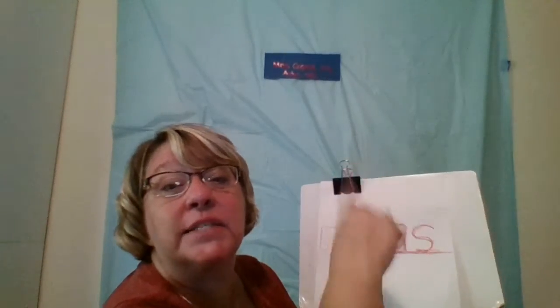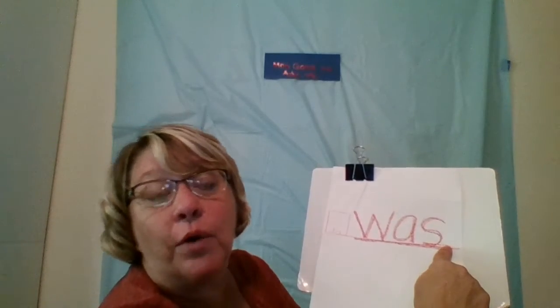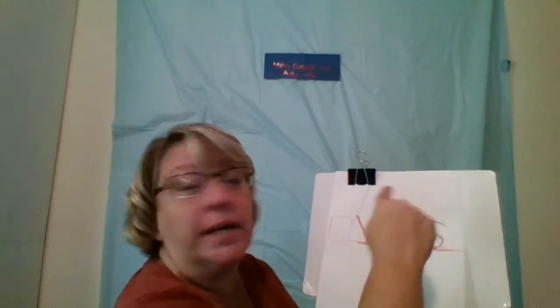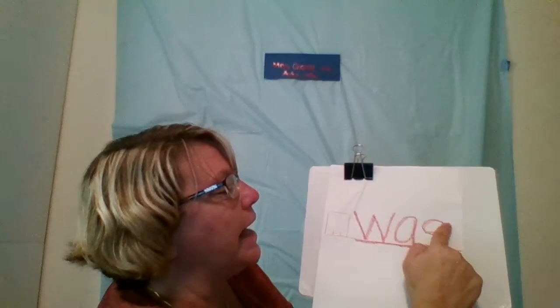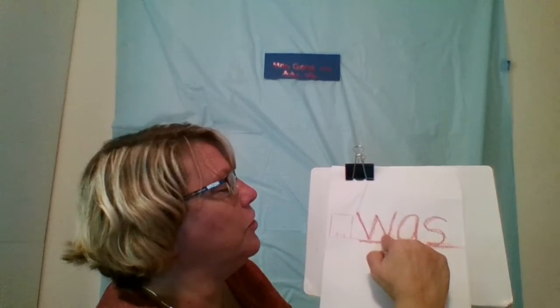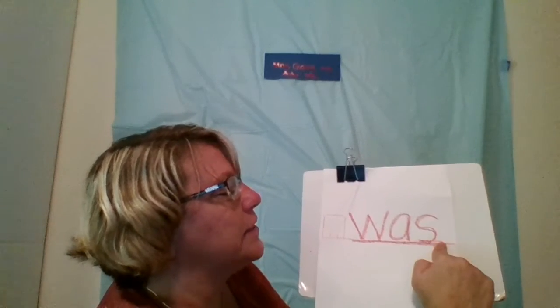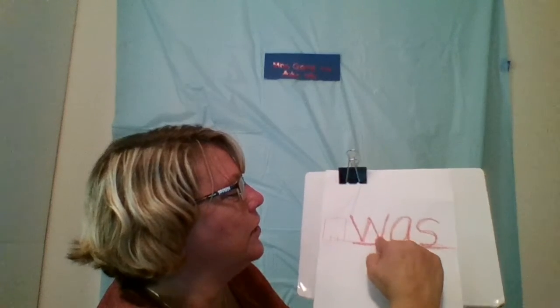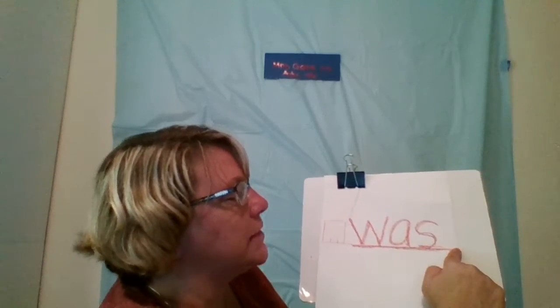Okay, so we're going to trace it. We're going to say each letter. Then we're going to feel that line underneath it when we read the word. And we're going to do it 3 times. Here we go. Ready? W-A-S, was. Again. W-A-S, was. One more time. W-A-S, was. Okay.